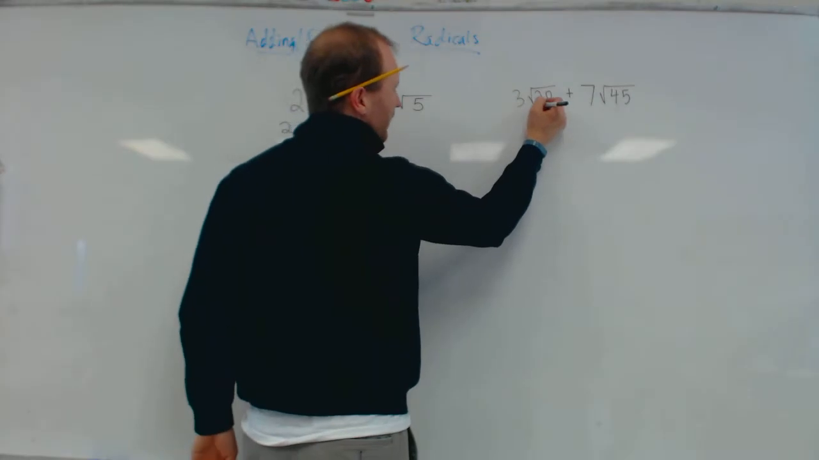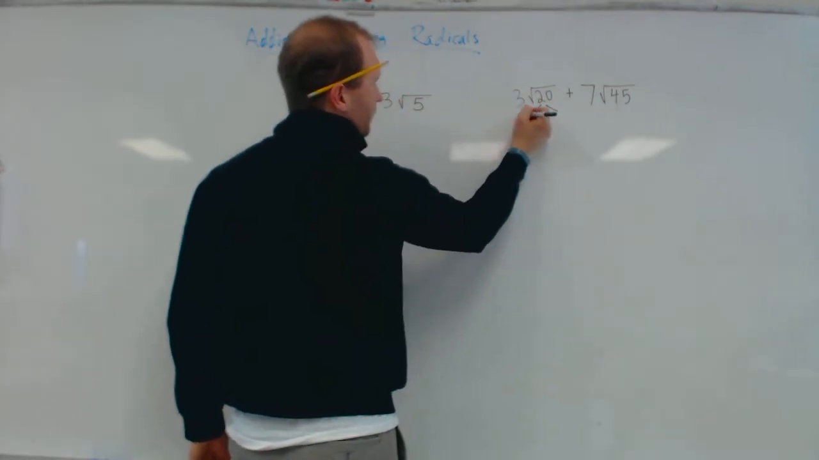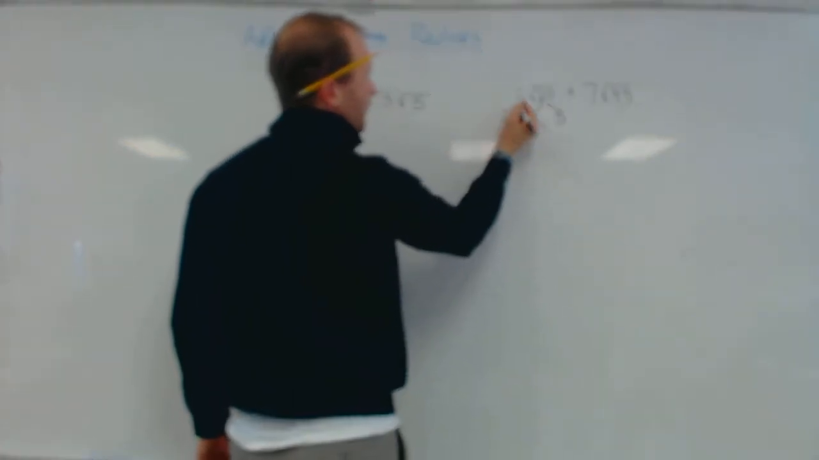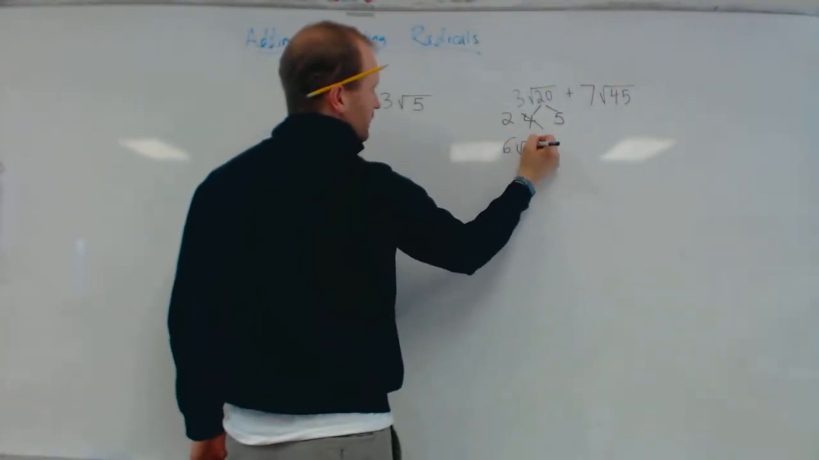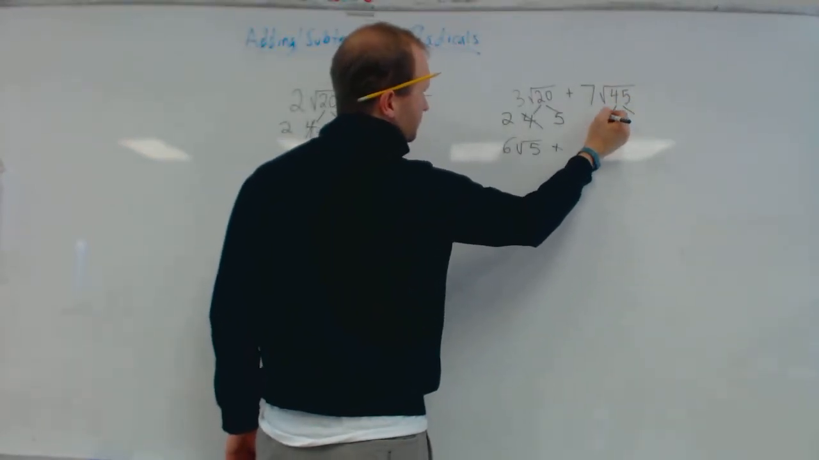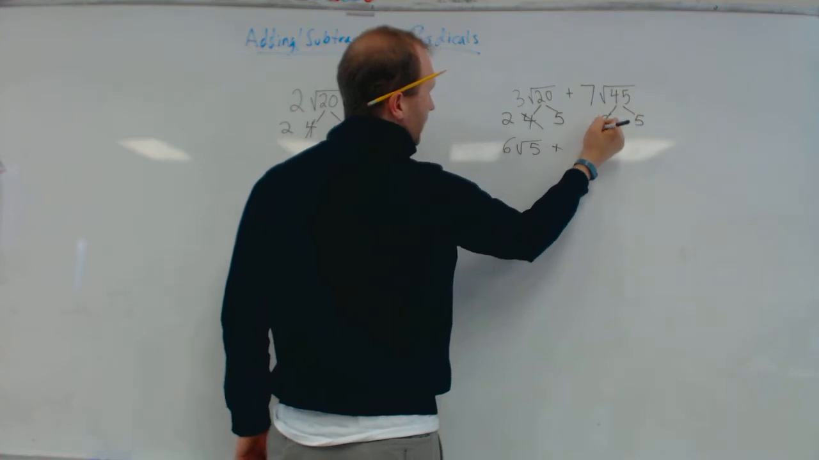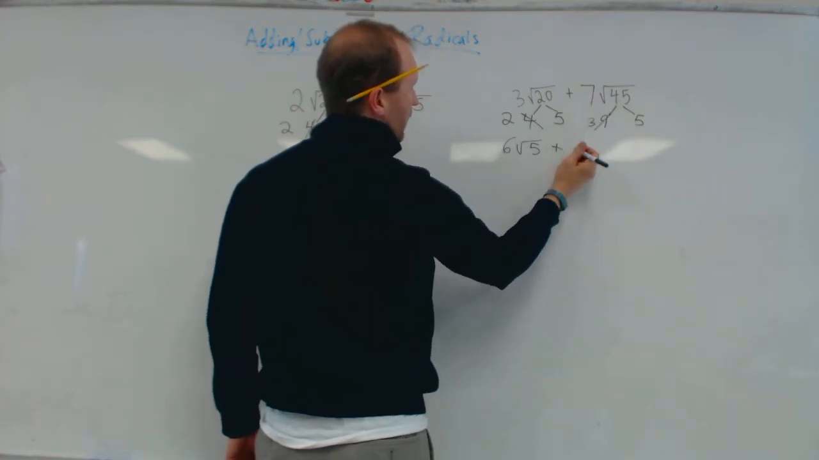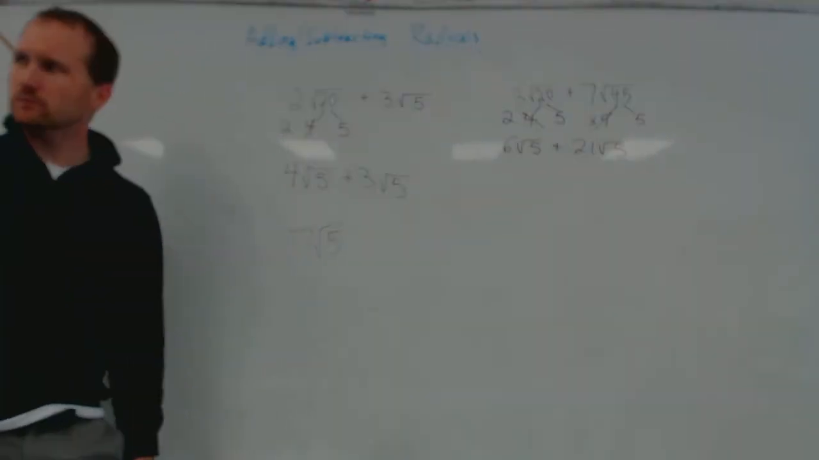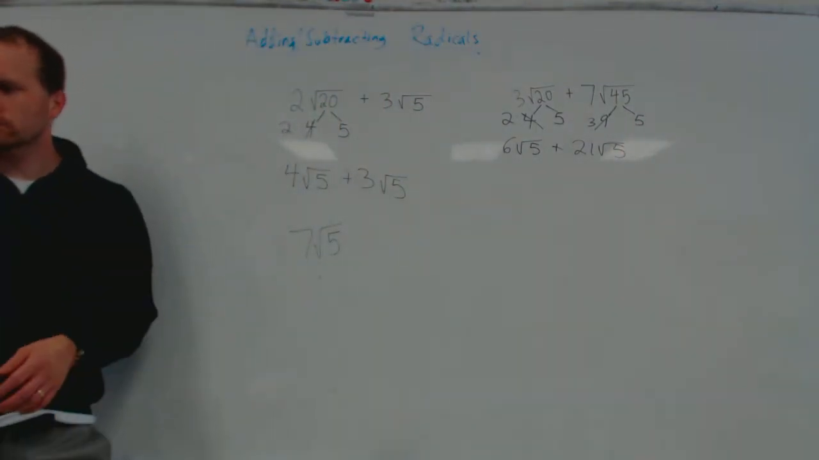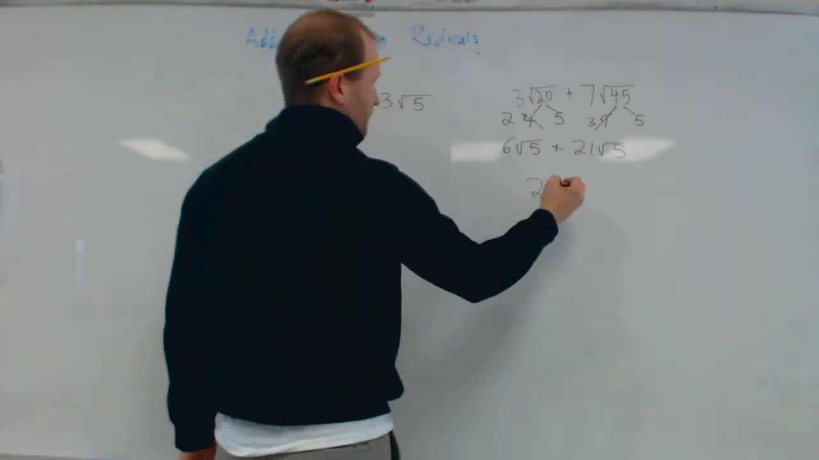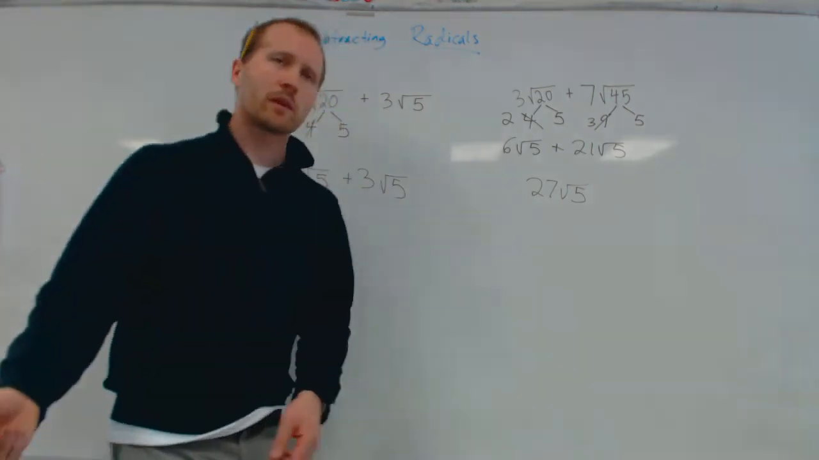So what can I simplify the square root of 20 to? 4 and 5. The 4 is a perfect square, so I've got 6 square roots of 5. What can I simplify the 45 to? 9 and 5. 9 is a perfect square, so I've got 21 square roots of 5. Then the answer would be 27. So my final answer is 27 square roots of 5.